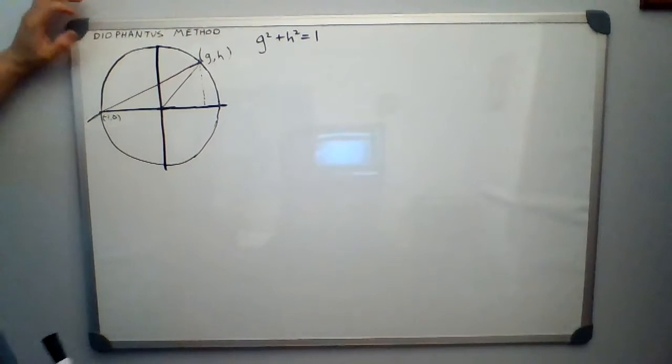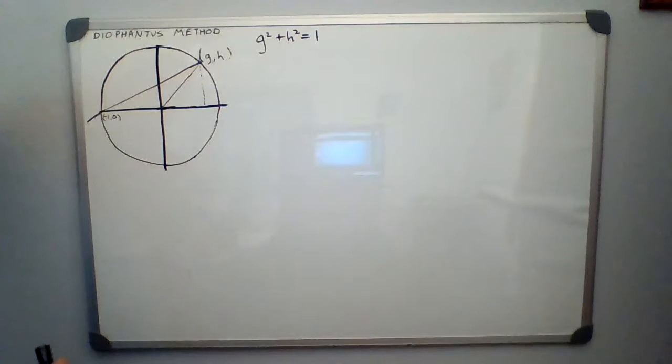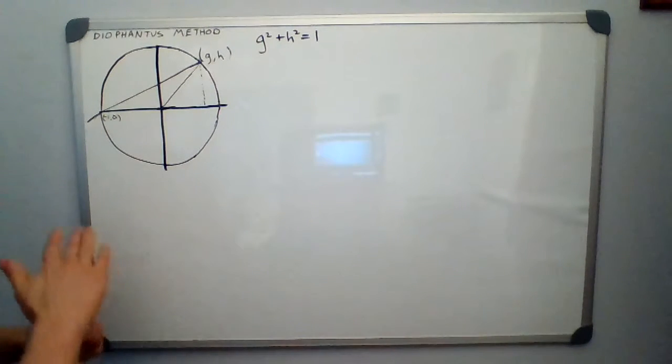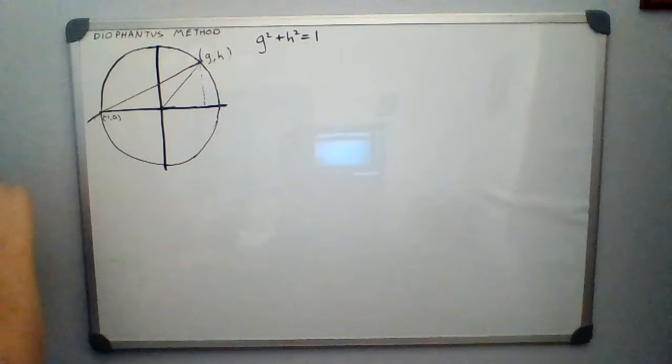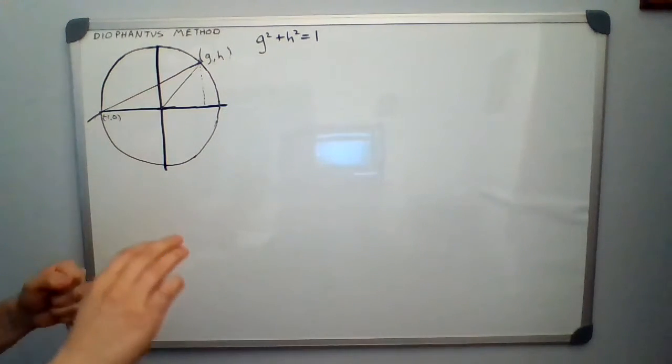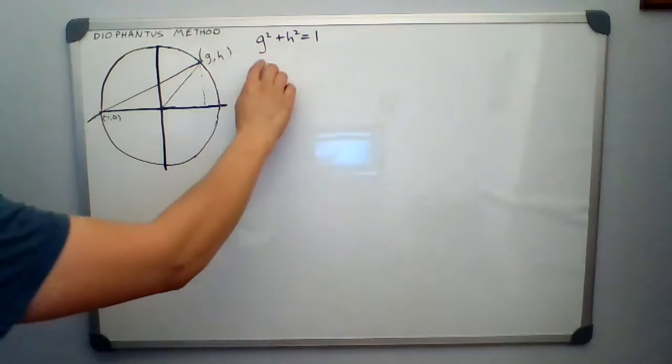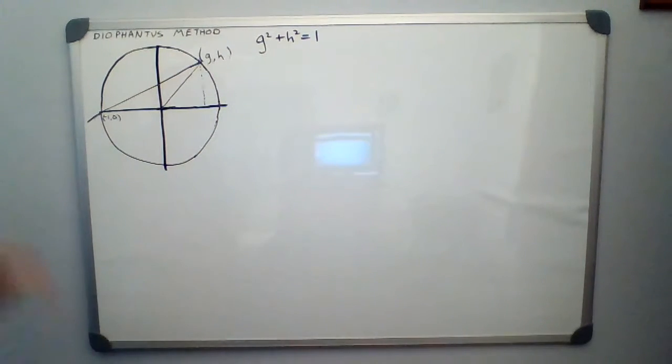So Diophantus's method is going to be: we need to find a parameter that G and H are related to, and that we can plug into some functions. So a pair of functions. One function is going to be G, and the other is going to be H. And I can plug in this parameter, and that will give me the numbers.